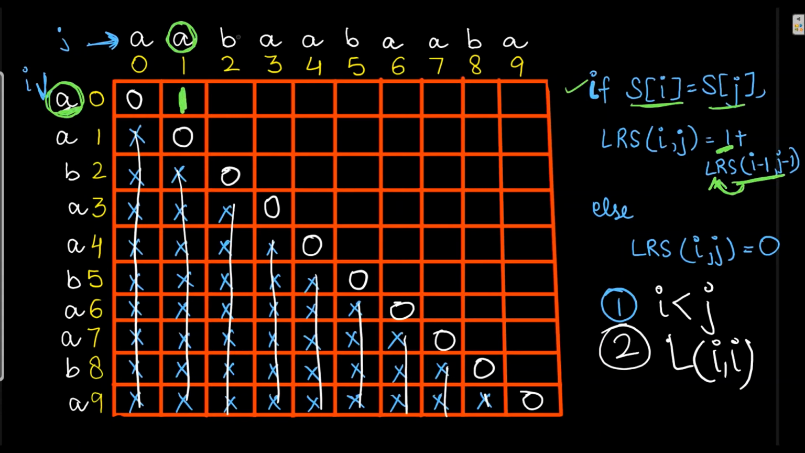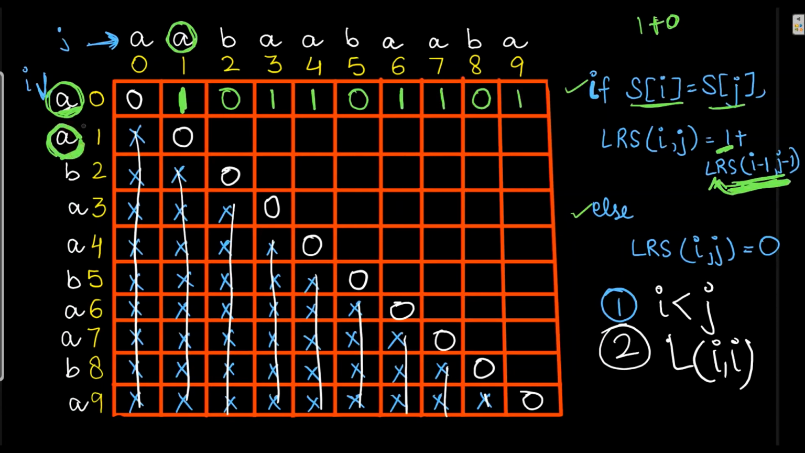Then I'll look at A and B. Is A matching with B? No. So I'll be putting 0 as per this else condition. Similarly, is A matching with A? I'll be putting 1, but I don't have any upper diagonal, so I'll put just 1. Similarly, A is matching with A, so 1. A is not matching with B, 0. A is matching with A, so I'll be taking 1, but I don't have an upper diagonal, so I'll imagine it as 0 over here. So here I got 1. Similarly, here also 1. This is 0 and this is 1.